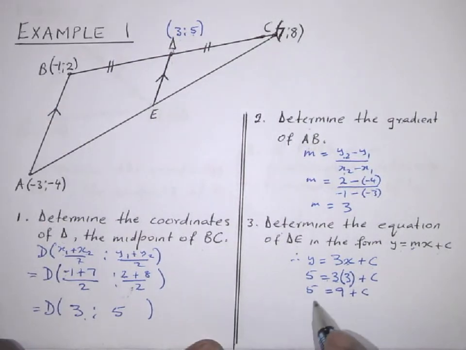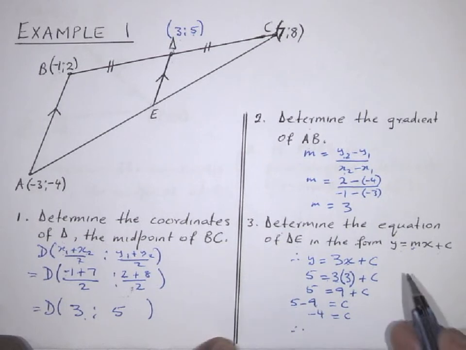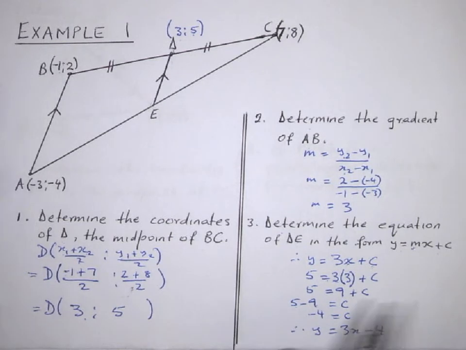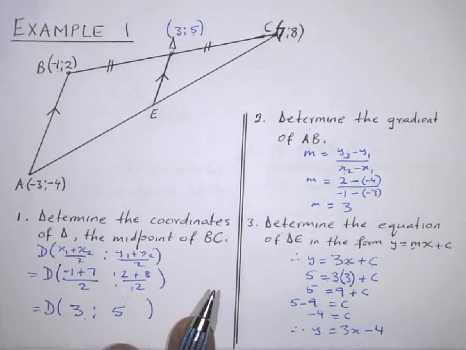Now I'll take the 9 across. So 5 minus 9 is my c value. So c is equal to 5 minus 9, which is minus 4. Therefore, I'll replace the c with a minus 4. The equation now is y is equal to 3x minus 4. Let's look at another example.